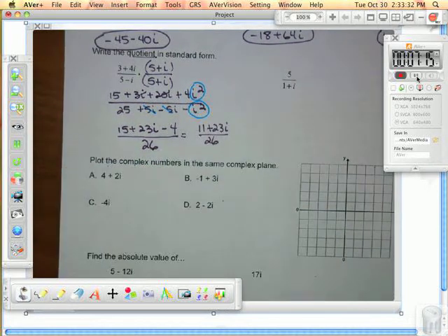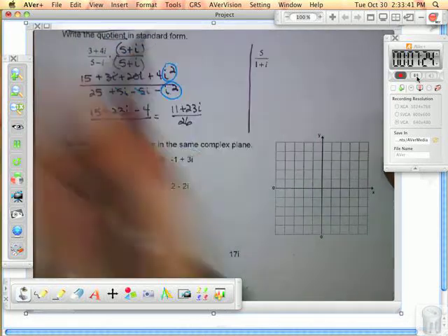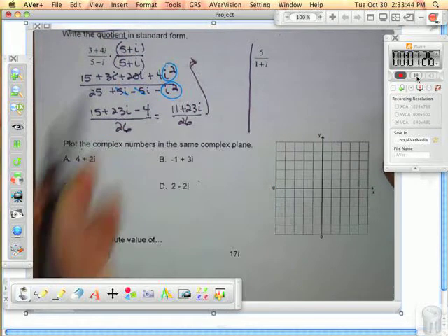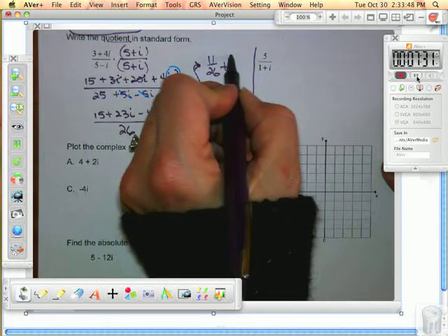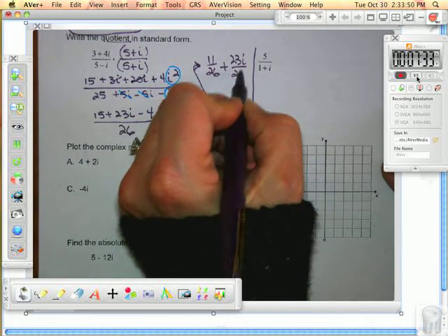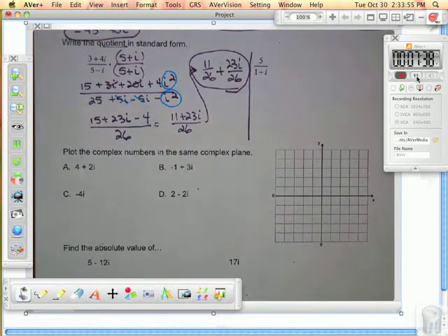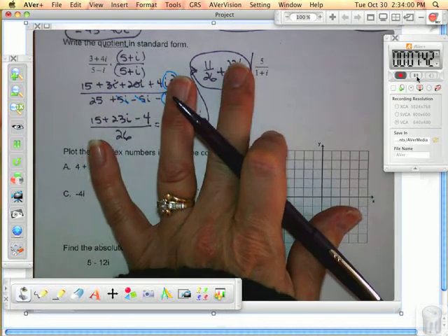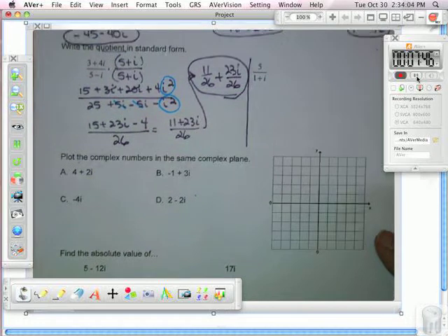But guess what? I'm not done. It's not in standard form yet. You have to split this fraction up. So you would write it as 11 over 26 plus 23i over 26. That is standard form. You have your real number term and you have your imaginary number term. Let's do one more.